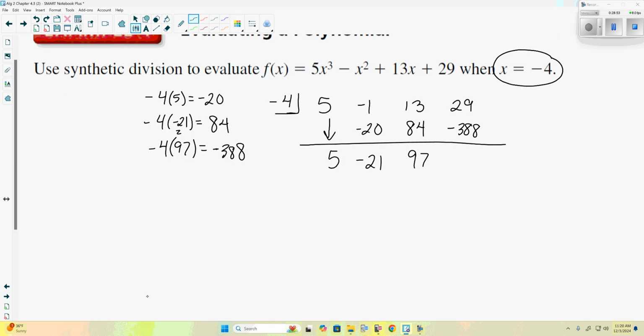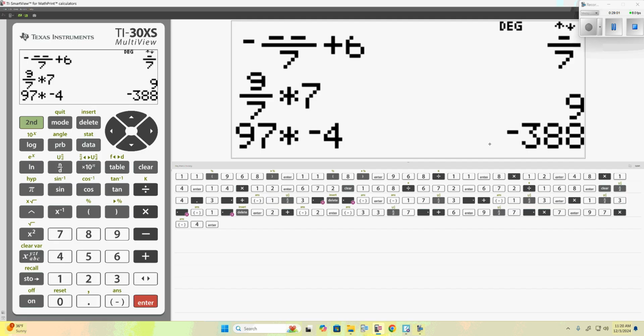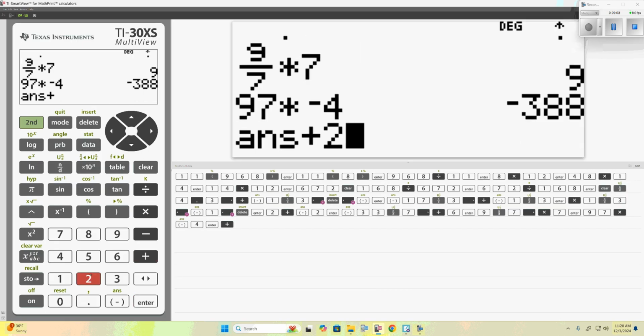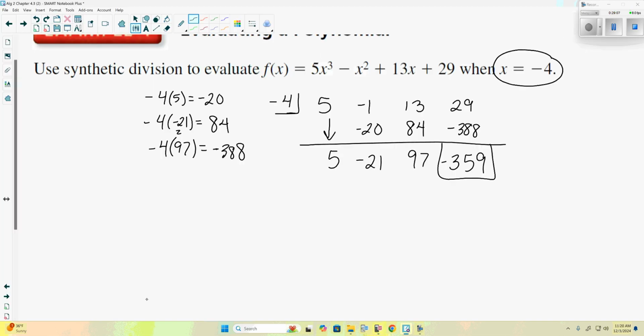We add straight down. 9, 3, negative 388. Plus 29, negative 350. Okay. So that's our remainder. Questions on this here?